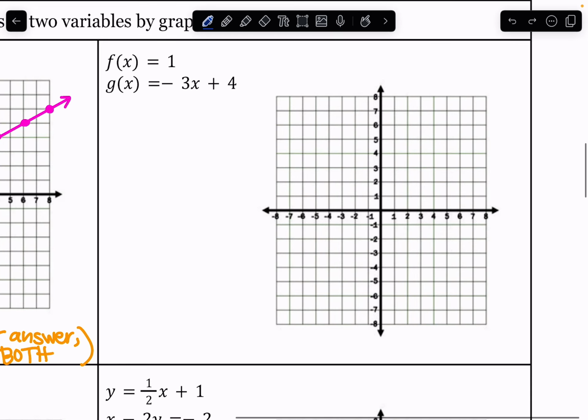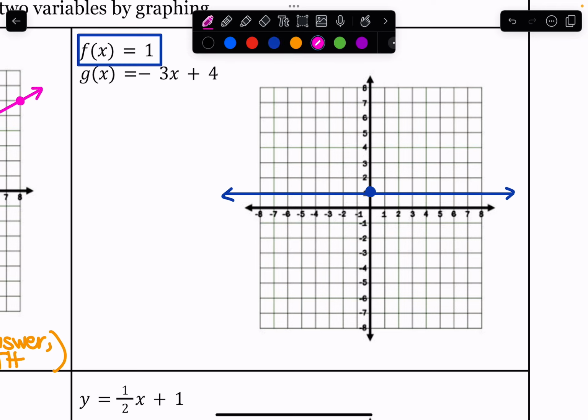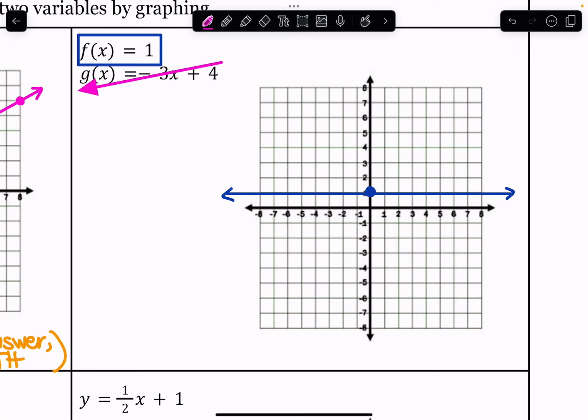All right, coming over to this next one, I have f of x equals 1. I'm going to graph that in blue. This one has no x, so that means that the slope is 0. So I'm going to go through a y-intercept of 1, but since I have a slope of 0, it's just going to be a horizontal line through 1. Okay, and then I'm going to use pink again to graph this bottom one, and this one is already in slope-intercept form.